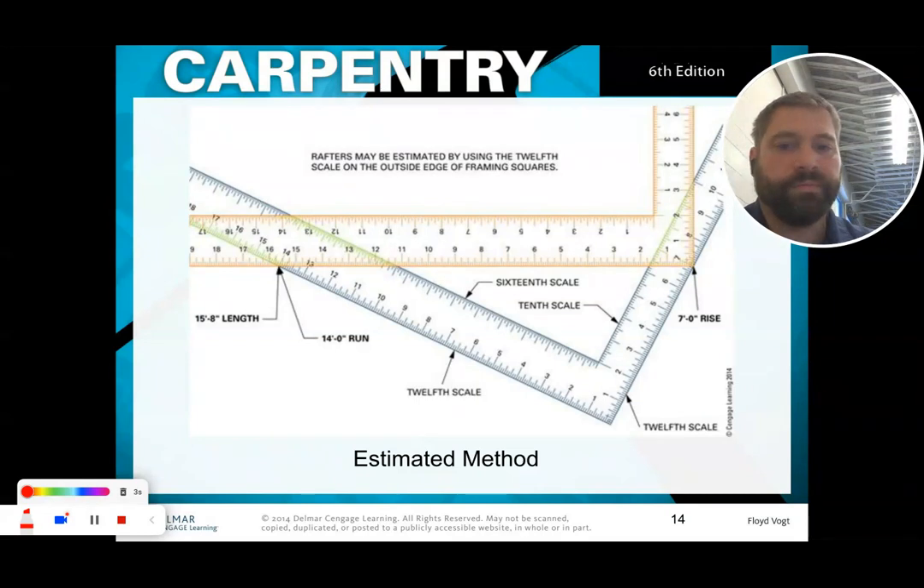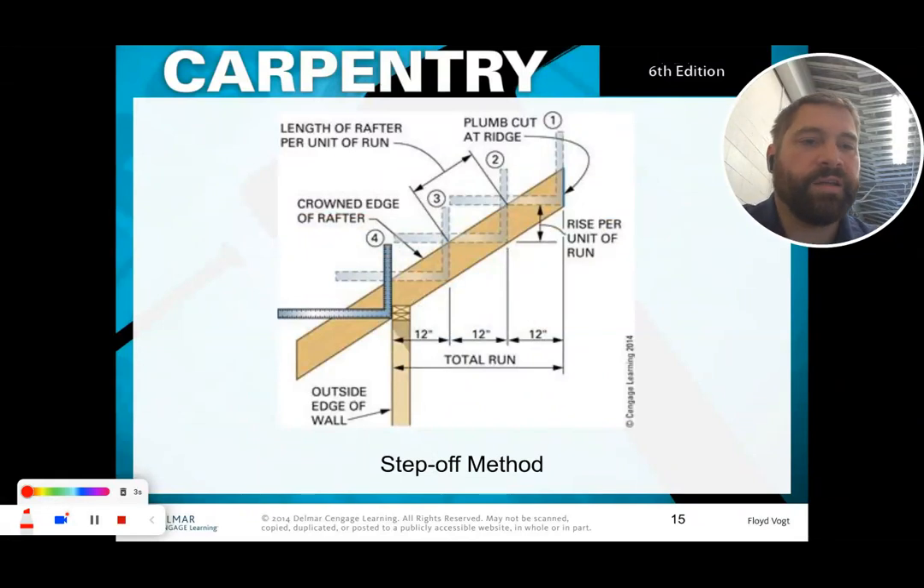And this is what it looks like when you step it off. We're going to start up here, and where these points intersect, we just step it. So heel, heel, heel, boom, there it is. It's relatively easy, and once you get this one done, you're able to use it as a template and reproduce it. So you're only going to have to step off once for the type of roof that we're going to be doing.